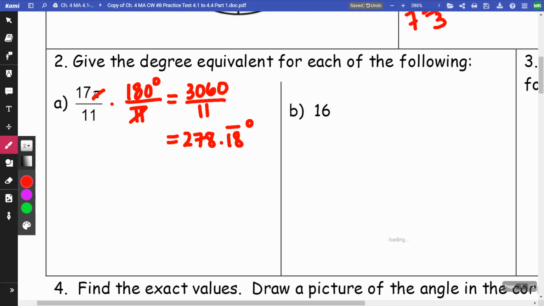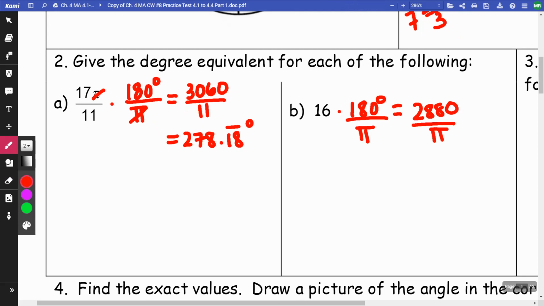On number 2B, again, I'm going to times it by 180 degrees over pi. And so when I take 16 times 180, I'm going to get 2,880 pi degrees. Let me divide that by pi. And so I'm going to get about 916.73 degrees is my answer.